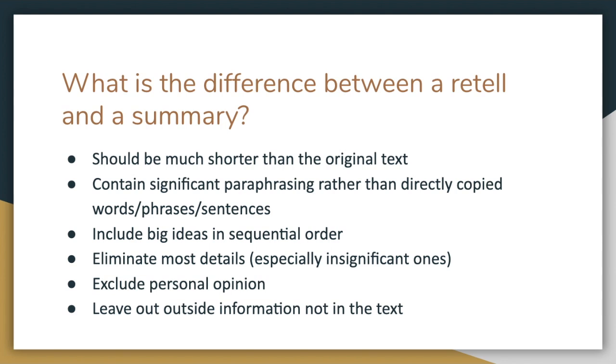We want to use what's called paraphrasing rather than just copying all the words and phrases and sentences. We're putting this in our own words. We want to have the big ideas in sequential order, which means this happened first, this happened second, this happened last. A lot of the details we don't need in a summary unless they are very important.